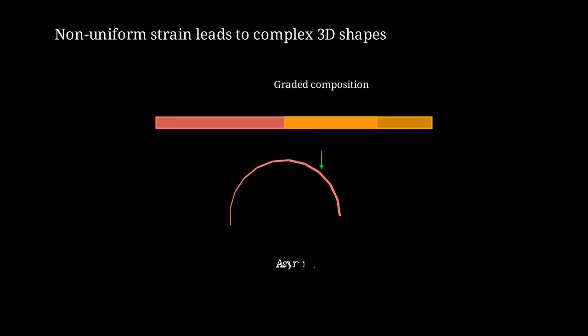A graded composition, shown at the top, creates non-uniform strain. Upon release, this results in asymmetric rolling, as shown at the bottom. Let me pose a question. What limits the minimum radius of curvature we can achieve?